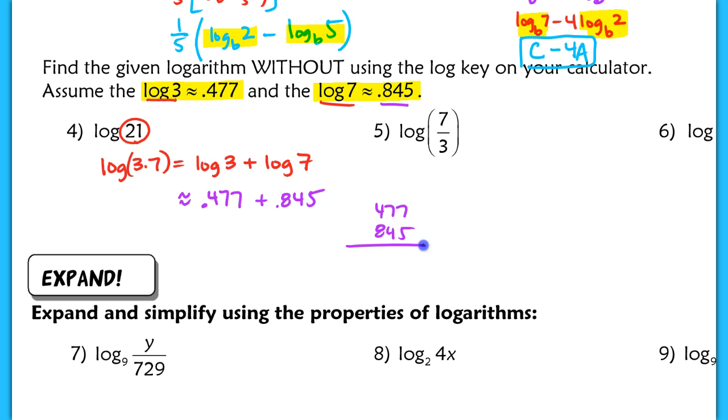This is something you're doing without a calculator. You'll do this on a quiz and a test too, so make sure that you're comfortable with adding 3-digit numbers. So 7 plus 5 is 12, carry the 1. 11 plus 1 is 12, carry the 1, you get 13. So I'm going to put my decimal between 1 and 3 here. So this is 1.322. So this is approximately 1.322.